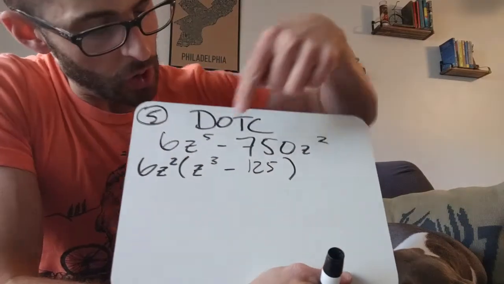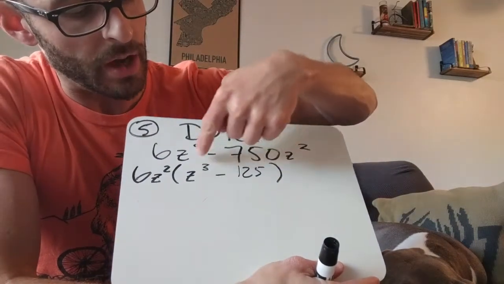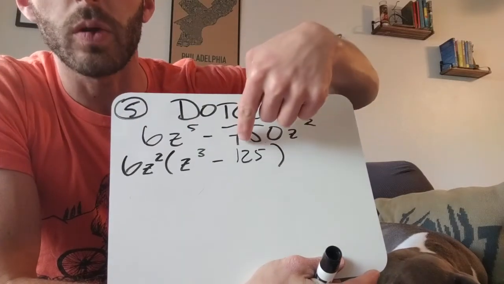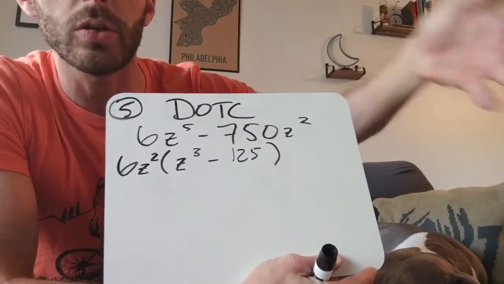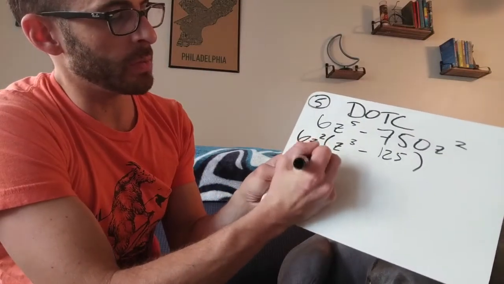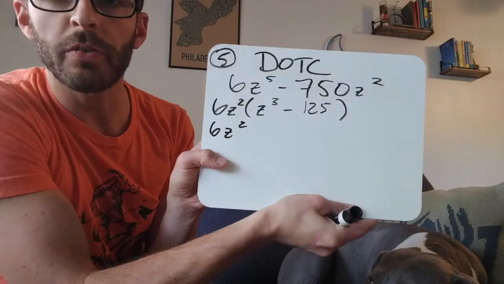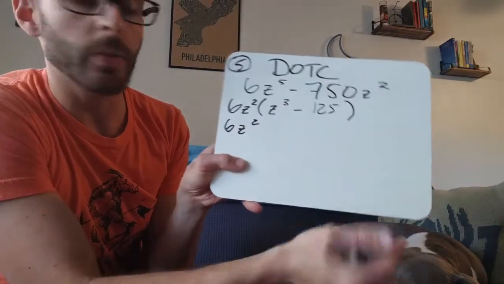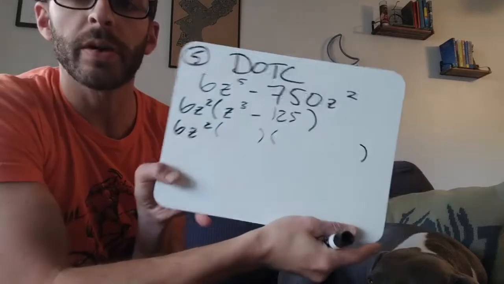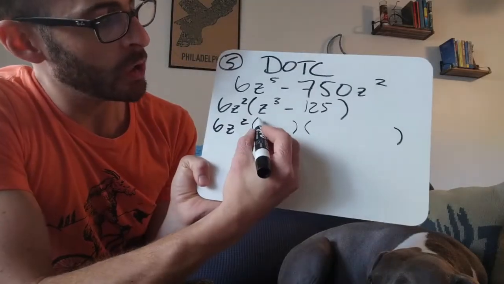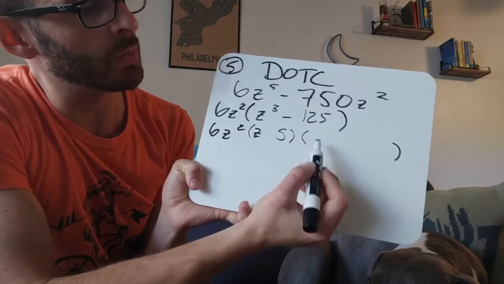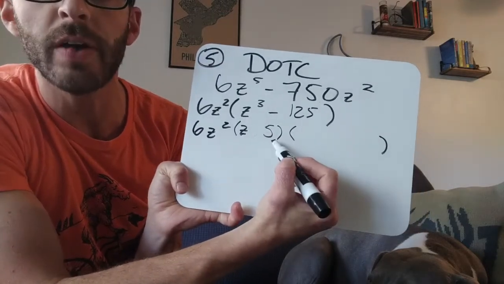And then what's left over is a difference of two cubes. Z cubed's a cube, it's in the name, z cubed. And then 125 is a cube because the cube root is 5. So don't forget to bring the greatest common factor along for the ride. But for the DOTCA, we're going to do the first step. Small set of parentheses, big set of parentheses. Cube root the first, cube root the last. Cube root of z cubed is z, cube root of 125 is 5.